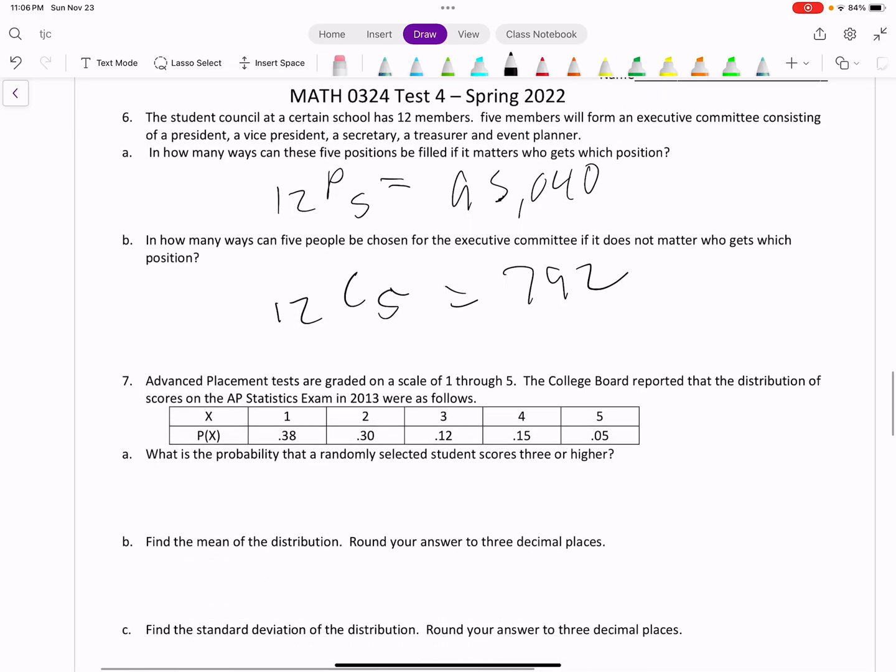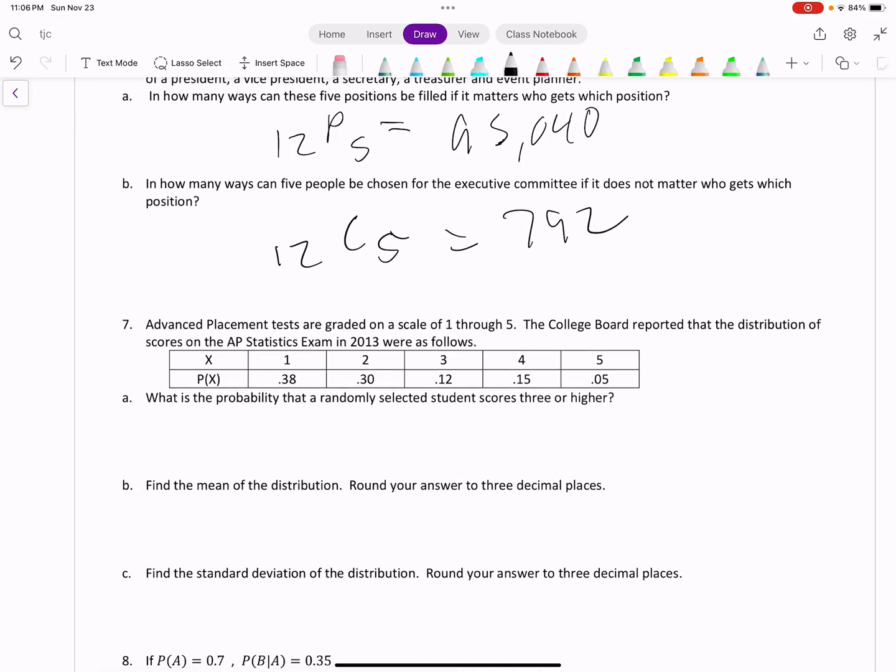Okay, next question. Advanced placement tests are graded on a scale of 1 through 5. The College Board reported the distribution of scores on the AP test. So this is a probability distribution table, as follows: 38% score 1, 30% score 2, 12% score 3, 15% score 4, and 5% score 5. What's the probability a randomly selected student scores 3 or higher? Well, that's going to be the 12% plus the 15% plus the 5%, which is 32%.